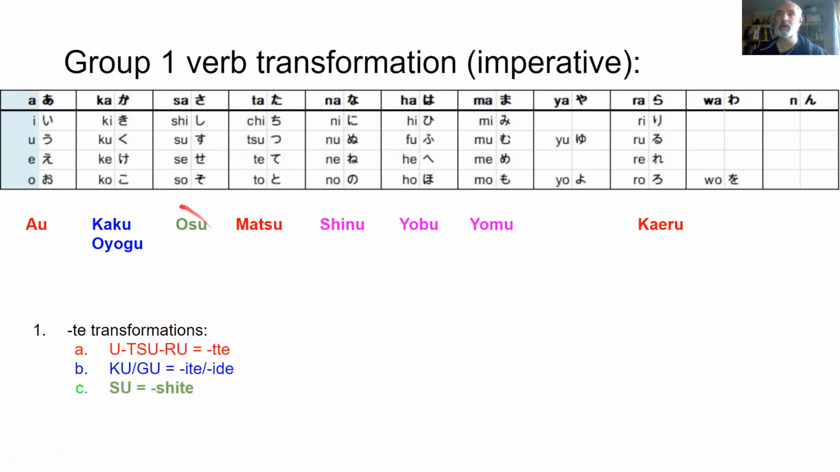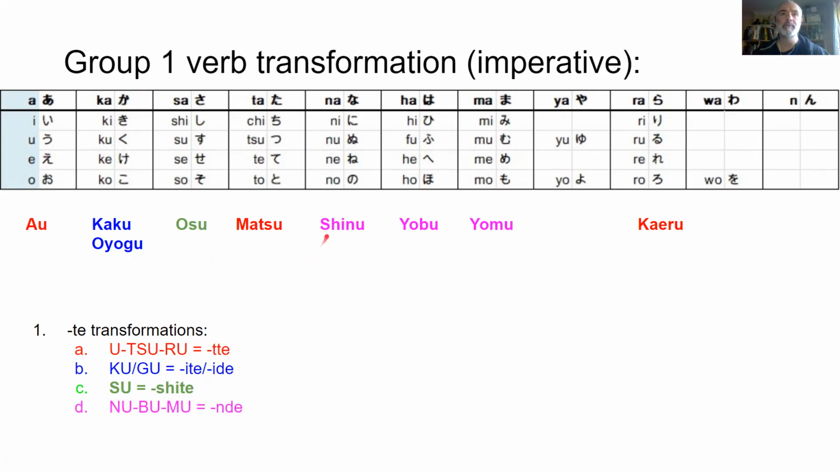Sorry, this is actually the unique column, the su. So we have to remember that su, when we move up to the e row, there is no si in Japanese, there's shi. So osu, to push, would become oshimasu, and therefore it would become oshite, oshite. So the su gets replaced with shite. We don't have to make this a hard T. This is just te. So it's oshite, oshite.